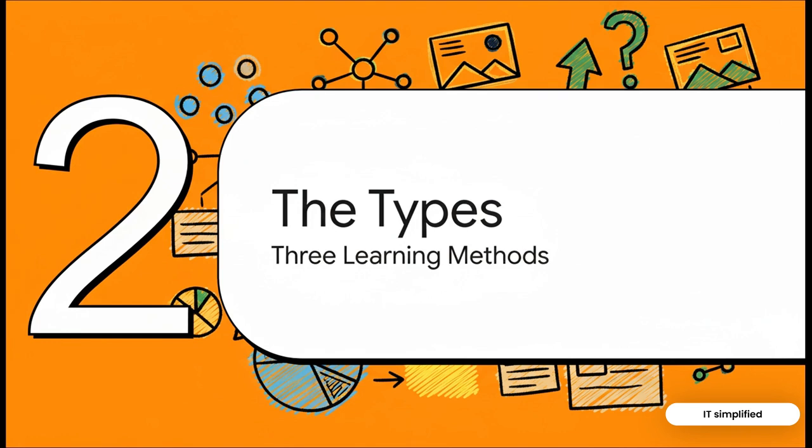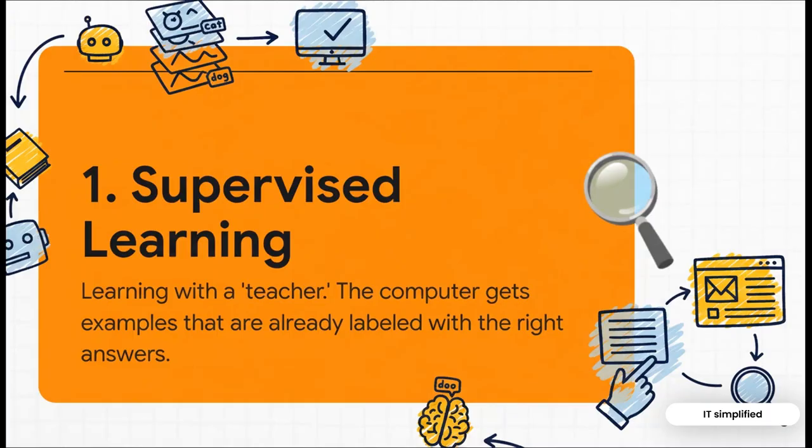Okay, so that's the 4-step recipe. But it turns out machine learning isn't just one thing. There are actually 3 main ways, or let's call them learning methods, that machines use. First up, we have what's called supervised learning. The name says it all, really. You supervise it. Think of it like you're a teacher with a student. You give the machine a bunch of examples, but you also give it the right answers, like flashcards.